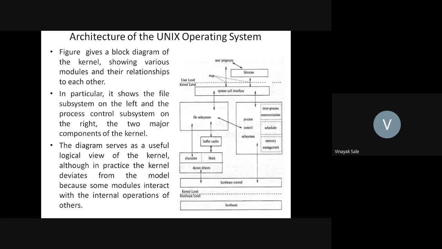So this is the figure. The figure shows the block diagram of the kernel, showing its various modules and their relationships with each other. It shows the file subsystem on the left side and the process control subsystem on the right side. These are the two major components of the kernel, and the diagram serves as a useful logical view of the kernel, although in practice the kernel deviates from the model because some modules interact with the internal operations of each other.